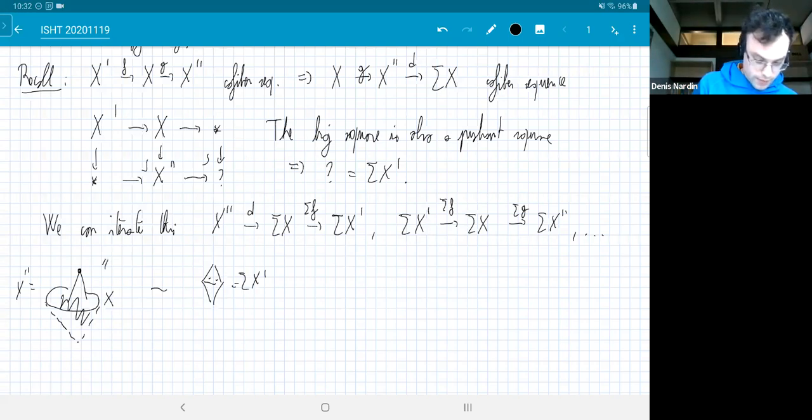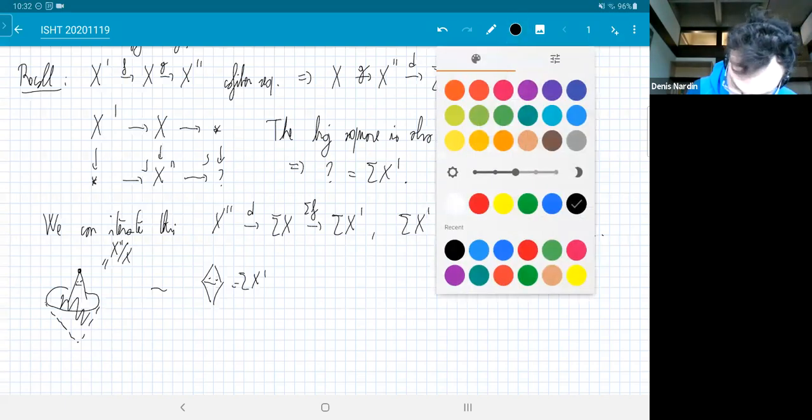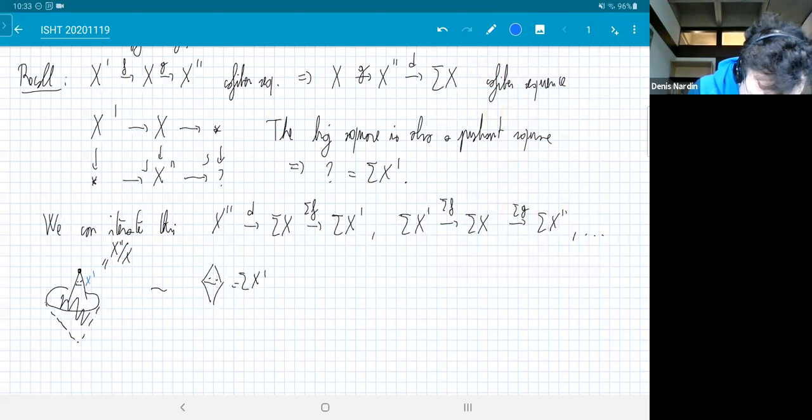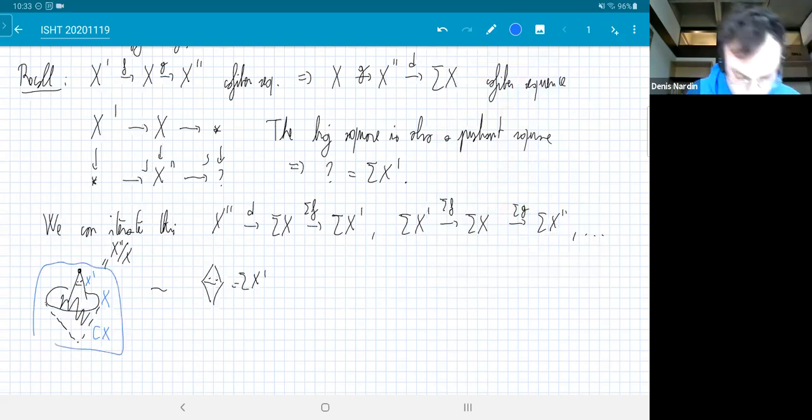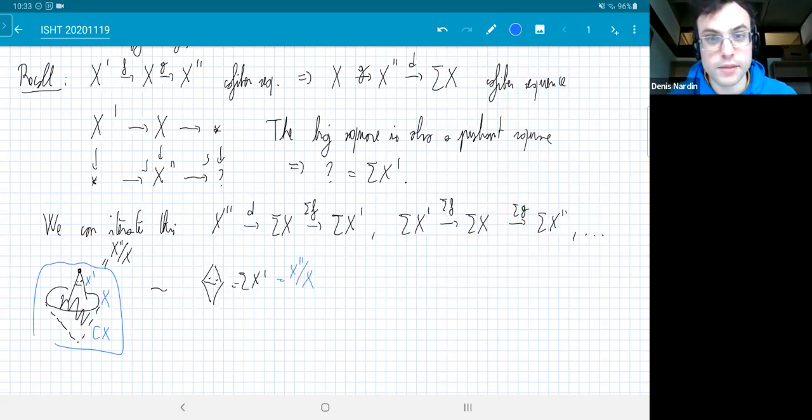So that's X double prime. Let me actually use colors. So maybe it's good. So this is X prime. This is X. This is a cone on X. And this whole thing is X double prime over X. So this is the suspension of X prime, which is indeed X double prime over X.